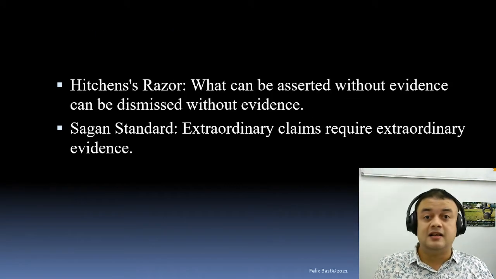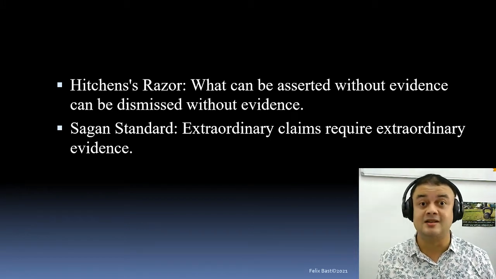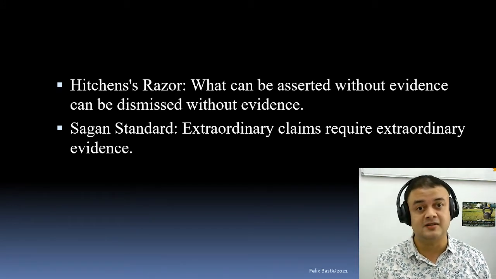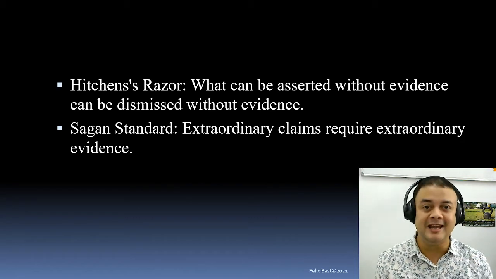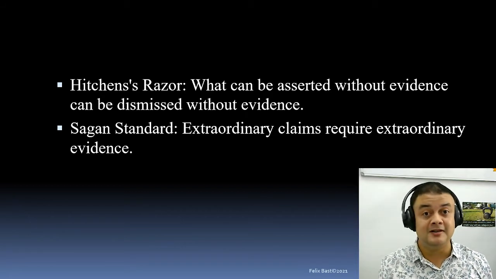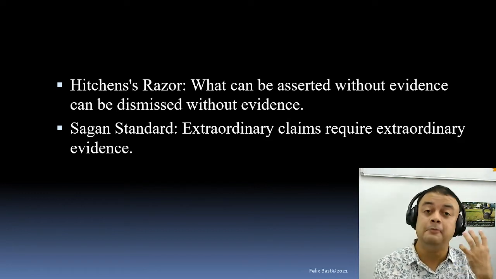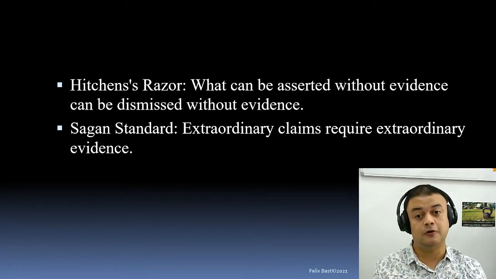And now Hitchens' razor. It's one of the two rules of thumb for scientific methodology, Hitchens' razor and the Sagan standard, very famous. Hitchens' razor is named after Christopher Hitchens, the popular writer. What can be asserted without evidence can be dismissed without evidence. If you're saying something works without any evidence, like a theory of creation, what is the evidence you have? Because it's written in a holy book? No, that is not evidence, right? So whatever can be asserted without evidence can be dismissed without evidence. That is what Hitchens' razor is about. That exactly captures scientific methodology.